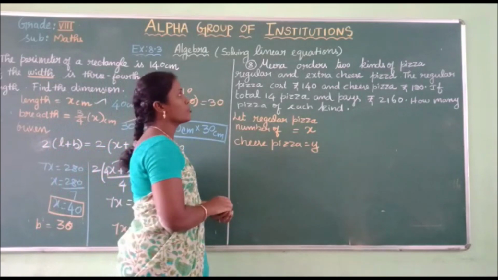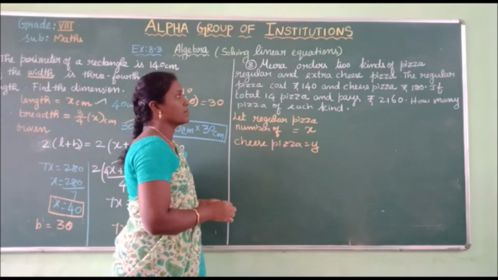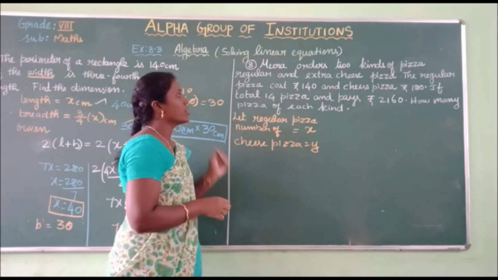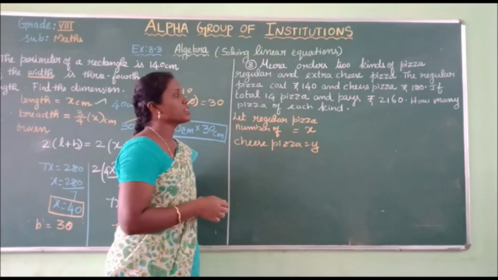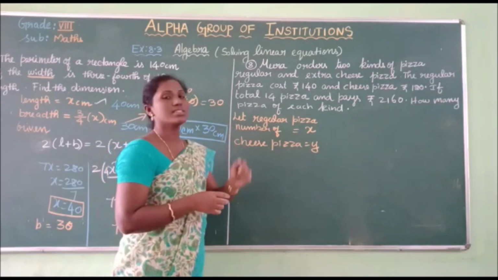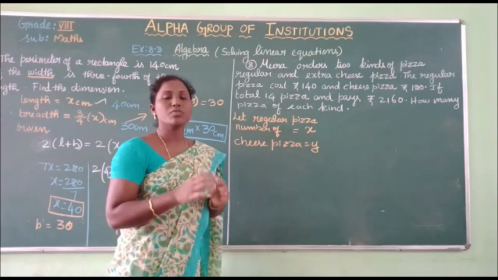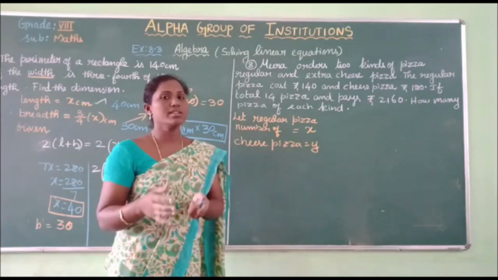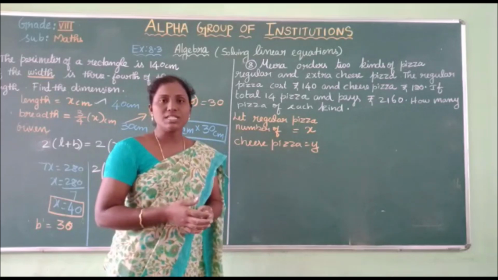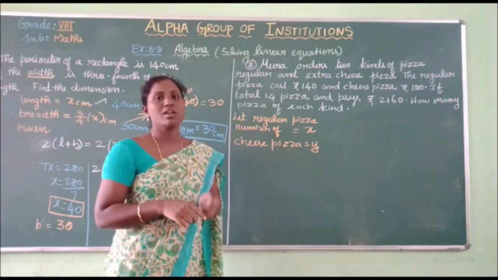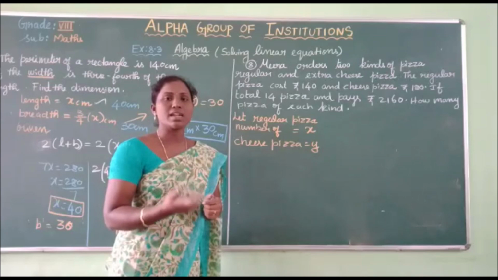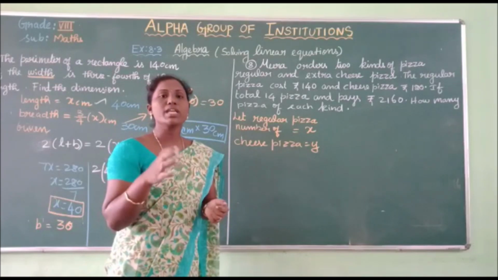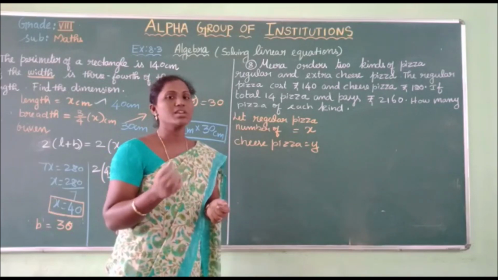Meera orders two kinds of pizza, regular pizza and extra cheese pizza. The regular pizza costs rupees 140 and the cheese pizza costs rupees 180. If she orders a total of 14 pizzas and pays rupees 2160, what is given in the question? For a party, a girl is ordering two kinds of pizza, some regular pizzas and some cheese pizza. Totally she is getting 14 pizzas. She pays rupees 2160 for these 14 pizzas. Now we have to find how many of the two kinds of pizza she got.